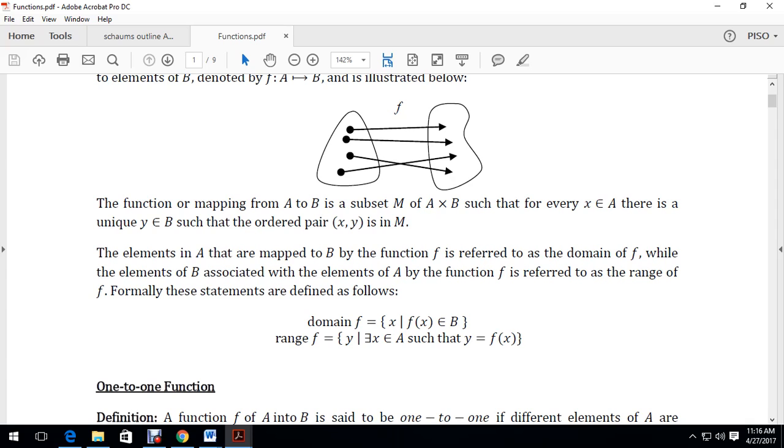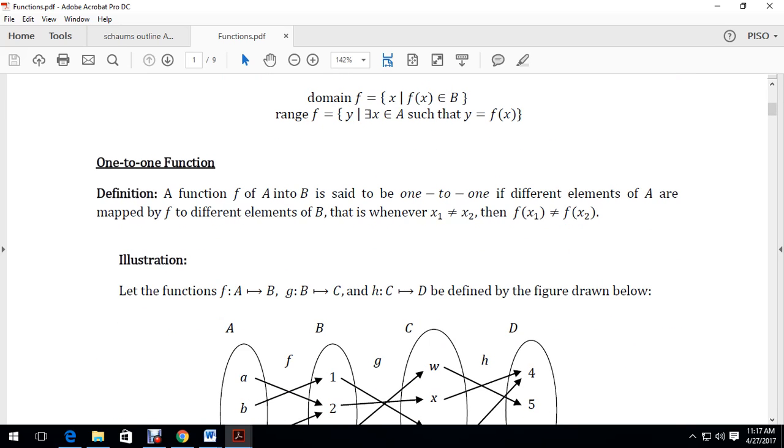Okay, so the following are the formal definitions of the domain and the range. The domain of f is equal to all x such that f of x is an element of B, while the range of f is the set of y such that there is a unique element x such that y is equal to f of x.